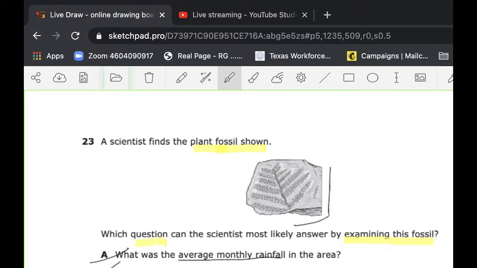And lastly, we have option choice D. What was the environment like in the area when the plant was alive? See, this is a more general question, something that a scientist could answer just by looking at this fossil. So by process of elimination, we can determine that answer choice D is indeed correct. If you have any questions about this, please leave them in the chat.